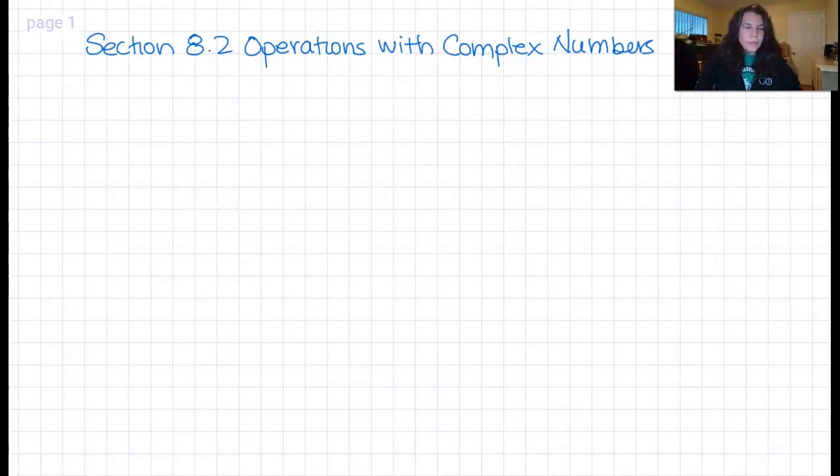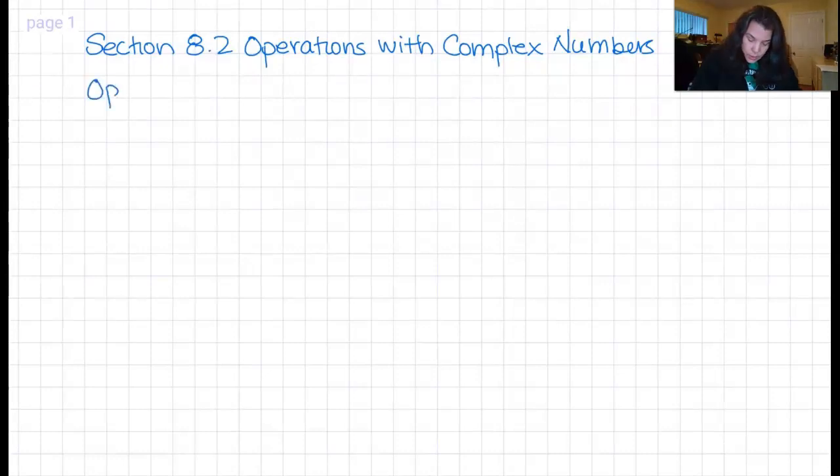All right, we're back. And this time we're going to talk about operations with complex numbers. We're going to talk about addition, subtraction, multiplication, and division. So let's just look at the 4 operations in standard form, just to remind ourselves.